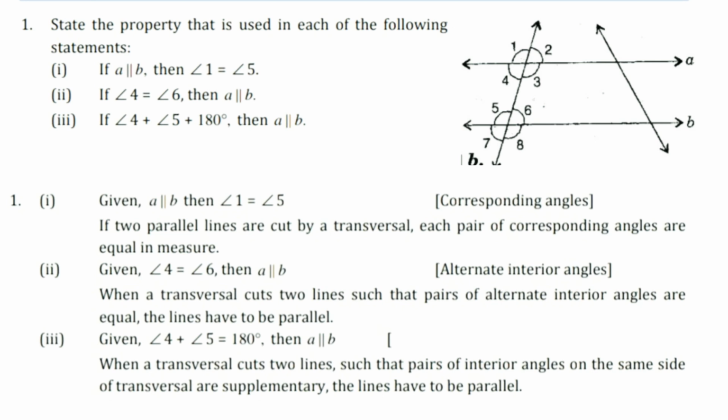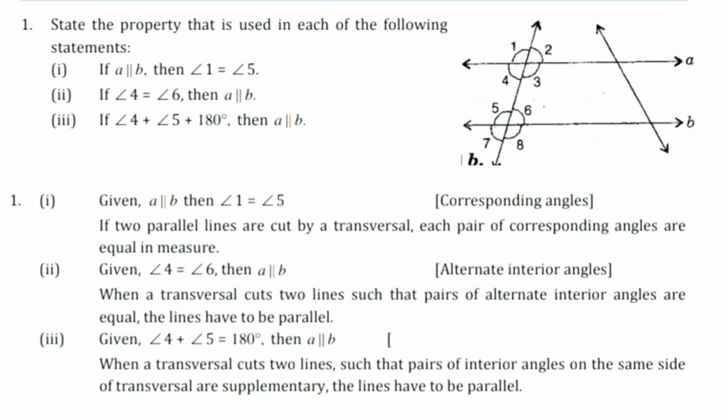Now the second part states, if angle 4 is equal to angle 6, then A is parallel to B. So what is the property? It is alternate interior angles are equal when the lines are parallel. So when a transversal cuts two lines such that the pair of alternate interior angles are equal, the lines have to be parallel. So you have to state the property, right?